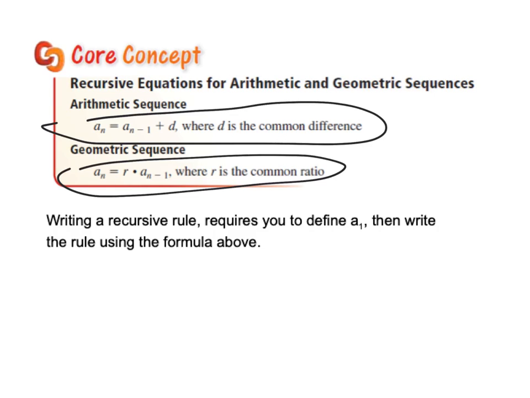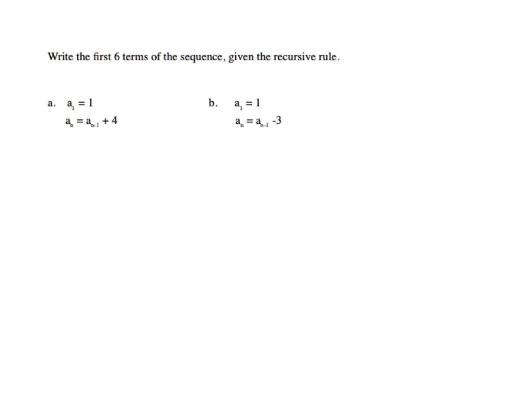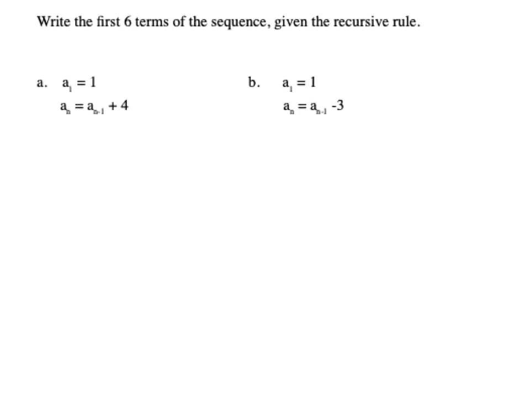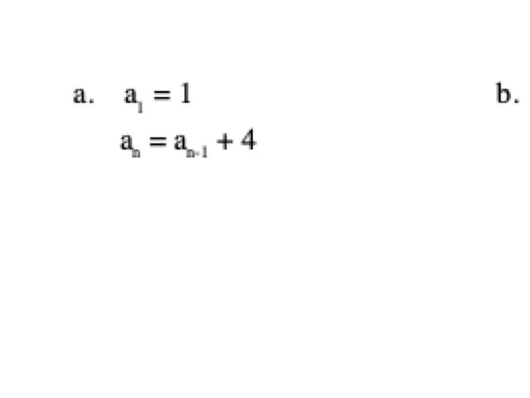Whenever you're writing a recursive rule, you need to make sure that you define what a sub 1 is and then write the rule. So just to start with here, something pretty simple. It wants us to write the first 6 terms of the sequence. And in order to do that, we look at our rule. We know the first term in the sequence is 1, and then from there, our difference is 4, plus 4, which means we're adding 4 each time to our sequence.